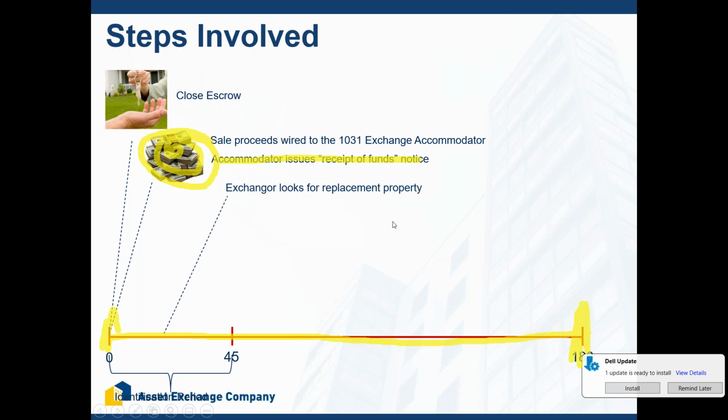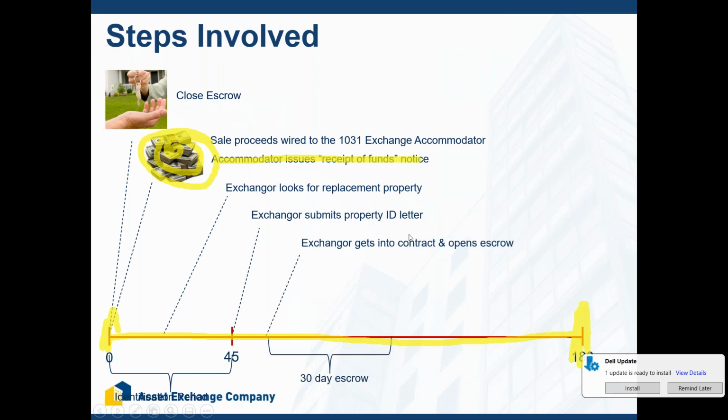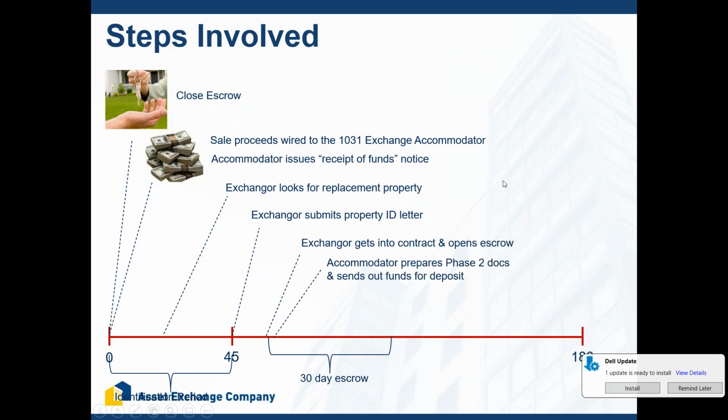You're going to go out and look for replacement property if you haven't already done so. And on day 45, you're going to submit your ID letter. You're going to hopefully get into contract and open up the escrow for the new replacement property. And when you do, ladies and gentlemen, you need to let me know because I am holding your money. And if you need a deposit, I'm going to send out the deposit for that new property. You're going to do your due diligence on the new property. You're going to make sure it's all squeaky clean and you want to buy it.